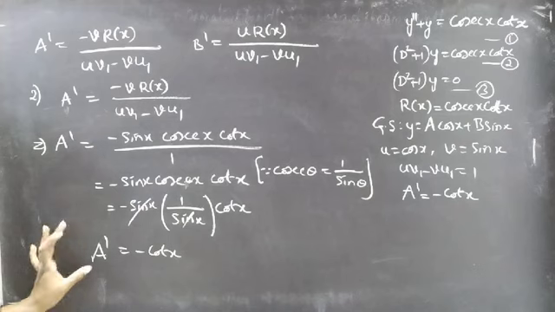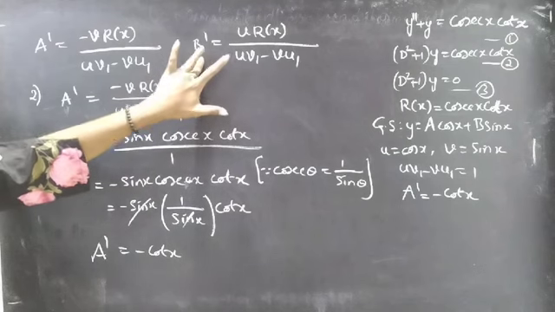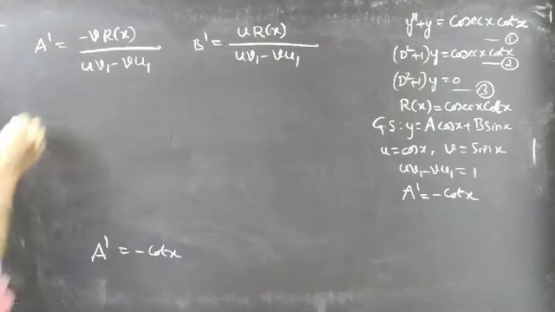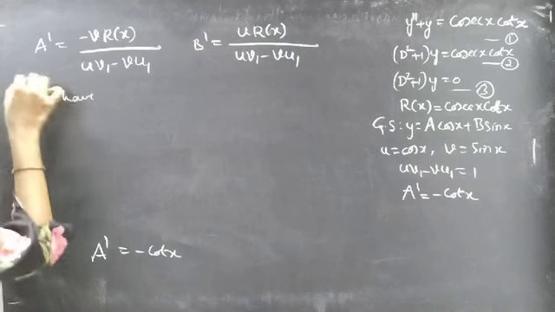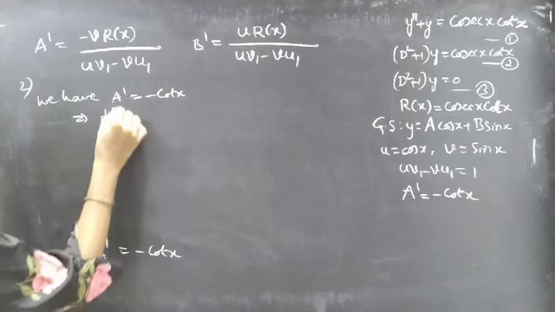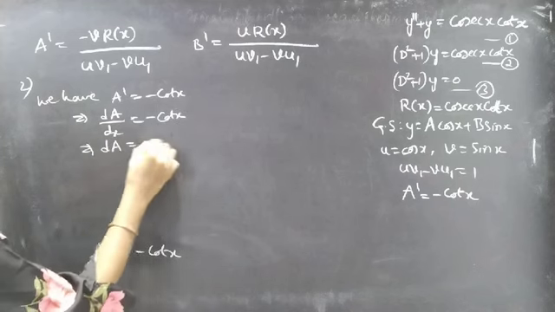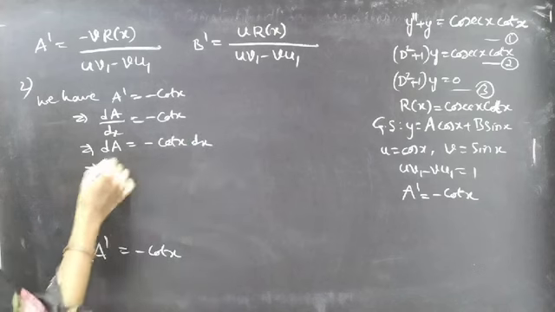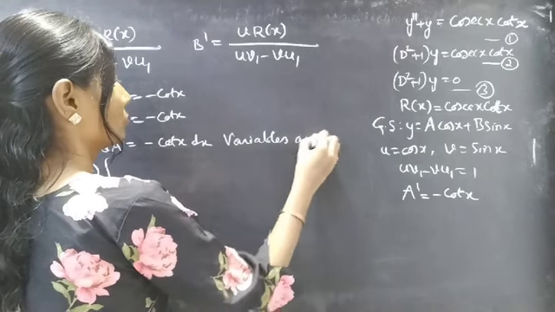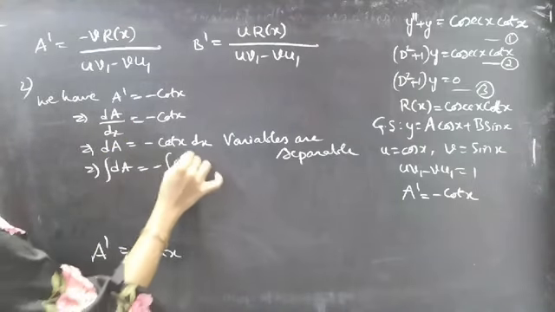Now let's find a from this a dash. We have a dash equals minus cot x, right? We can write a dash as the derivative of a with respect to x. Now let's separate the variables by taking the differential dx to the RHS. We'll get dA equal to minus cot x into dx. Now we can perform the integration because the variables are separable here. We'll get integral dA equal to minus integral cot x dx.